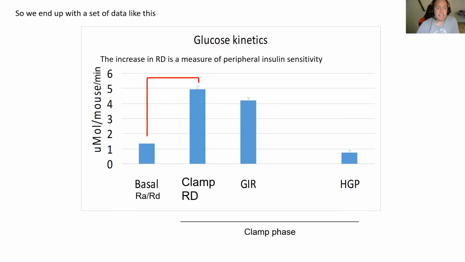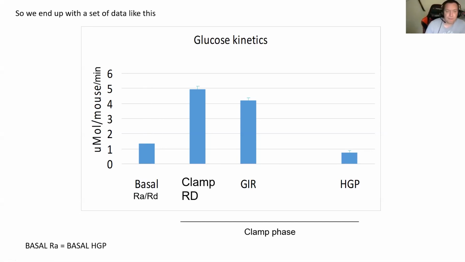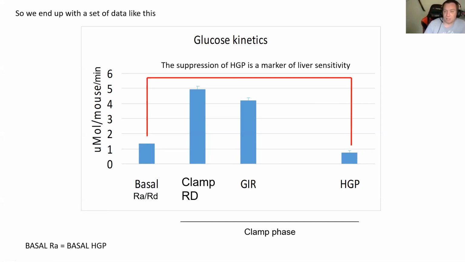Now, this increase in RD is a measure of peripheral or muscle insulin sensitivity, whereas the suppression of HGP, so it's lower in the clamp phase than it is in the basal state, is a marker of liver sensitivity. And in the basal state, basal RA is essentially equal to basal HGP.